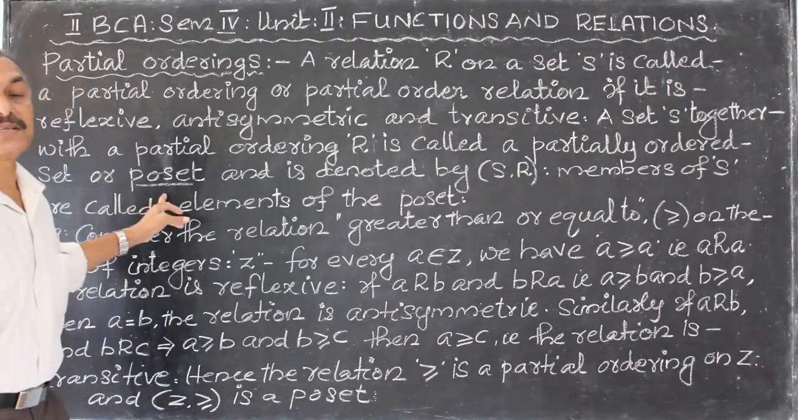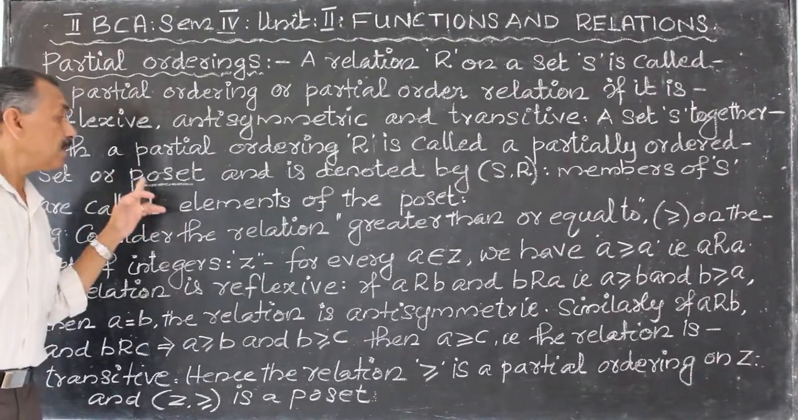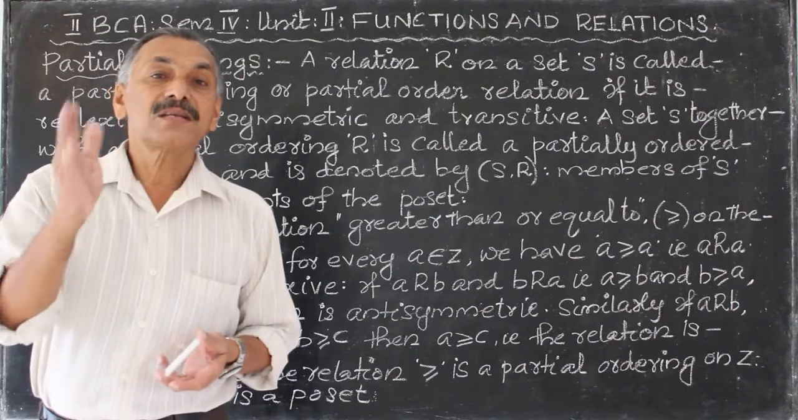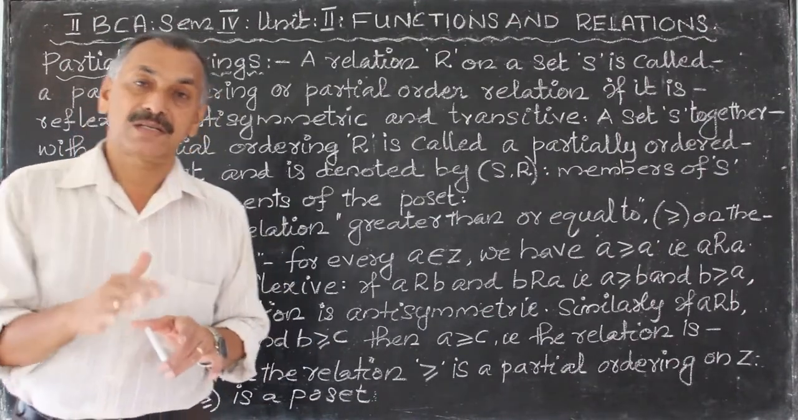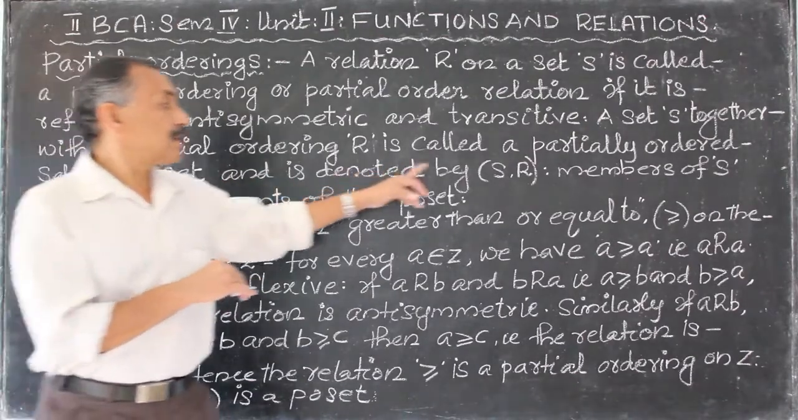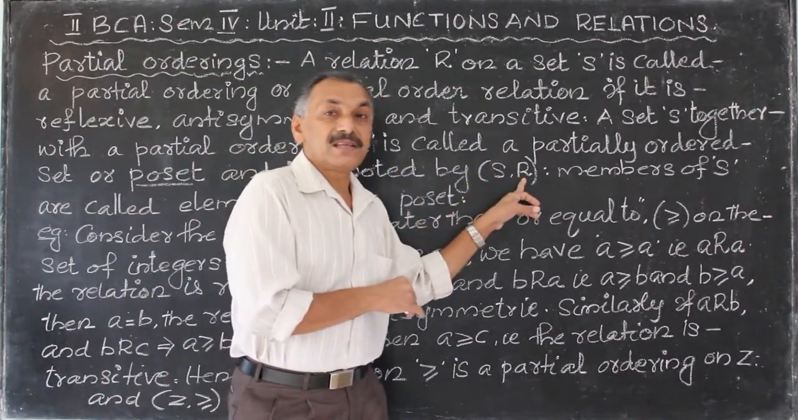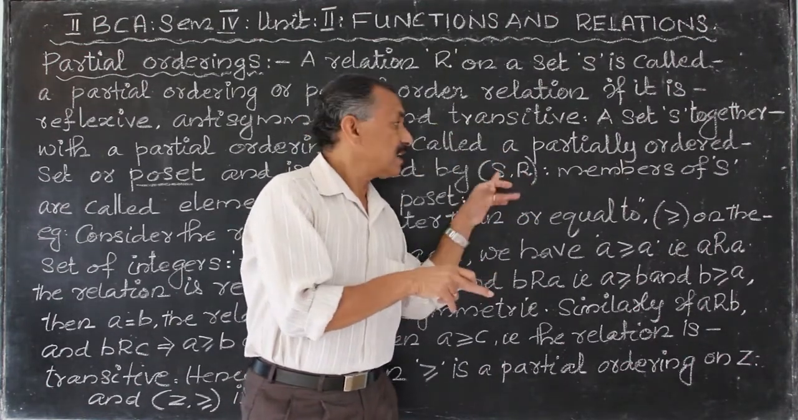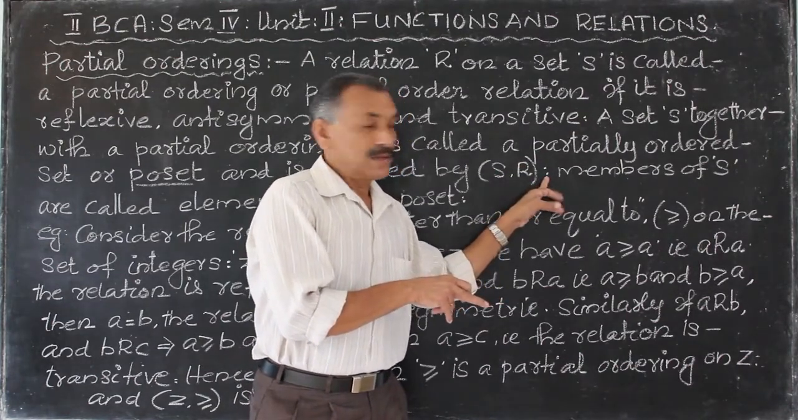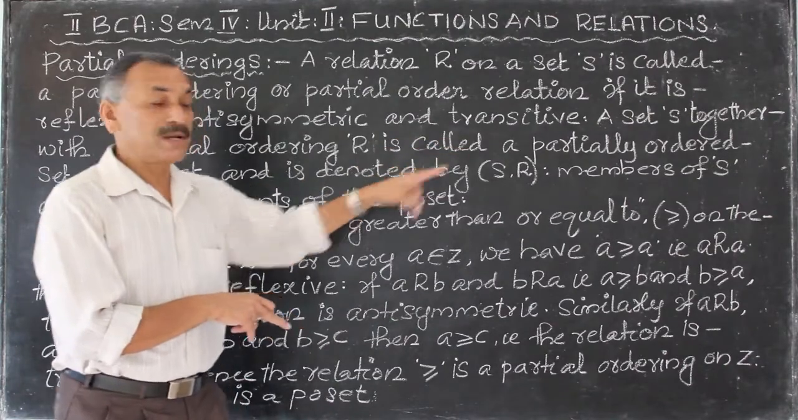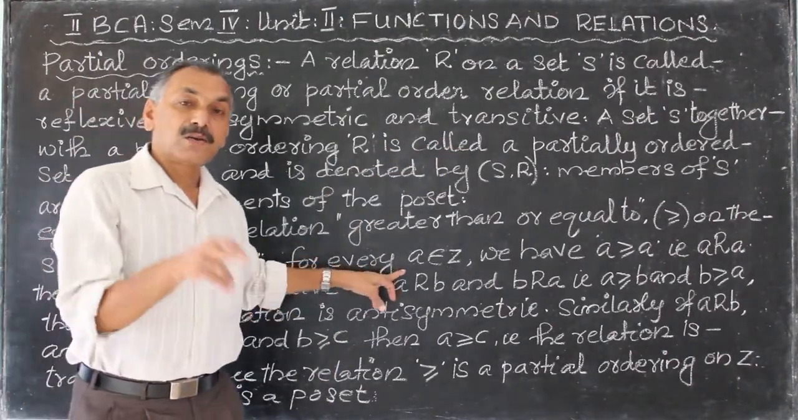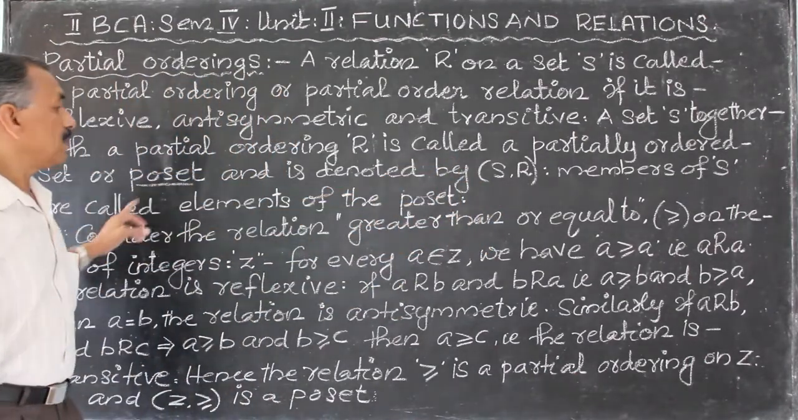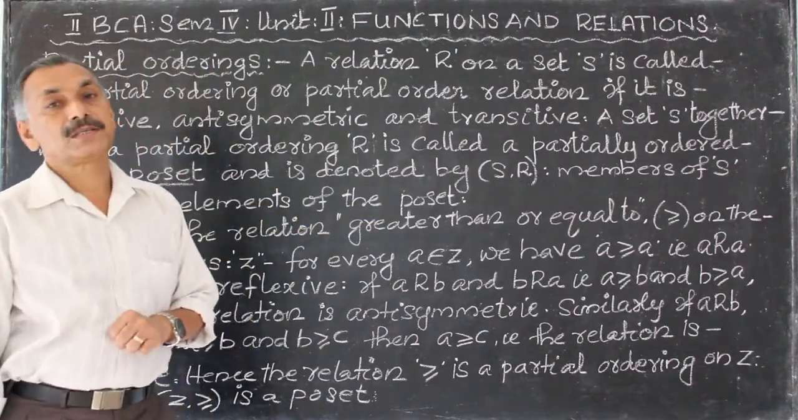A partially ordered set is also called a poset. And what do you mean by a poset? A poset means a set S with a partial order relation R defined on it is called a poset or a partially ordered set. It is denoted by this. The members of the set S are called elements of the poset. In this case the set of integers has integers as its members.